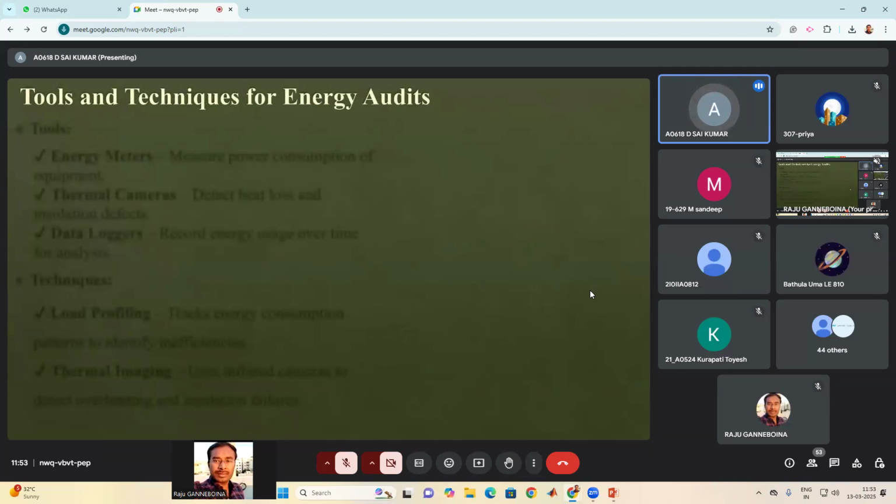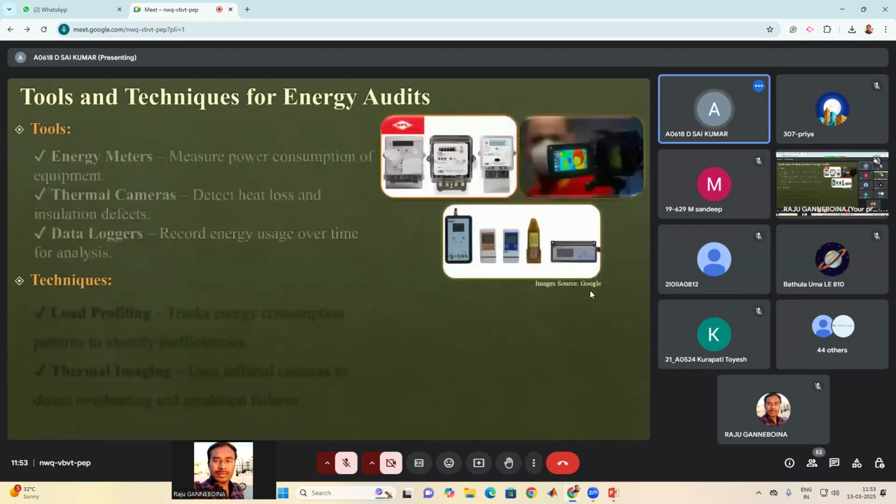And the next point is perform cost benefit analysis and set action plans with targets. And the next slide, I explained about tools and techniques for energy audits, with what equipment and tools we do this energy audit. Here we have tools like energy meters, which measure power consumption of equipment. Here we can see the meters.